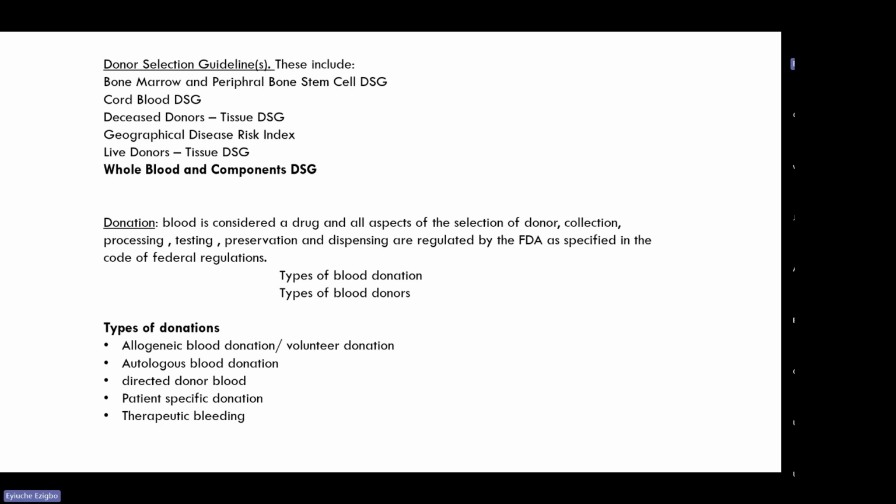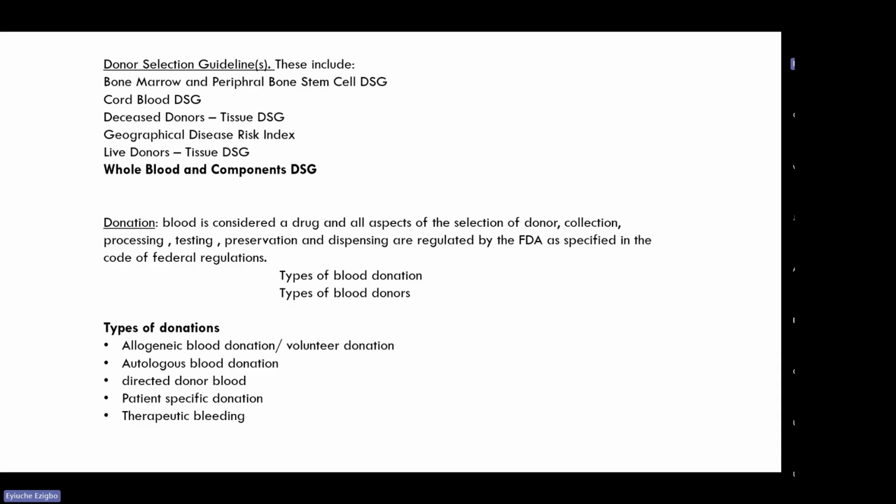Blood is considered a drug, and all aspects of the selection of donors, the collection, processing, testing, preservation, and dispensing, are regulated by the FDA, that is for America and Europe, as specified in the Code of Federal Regulations. We have types of blood donation and we have types of blood donors. You should know that very well.